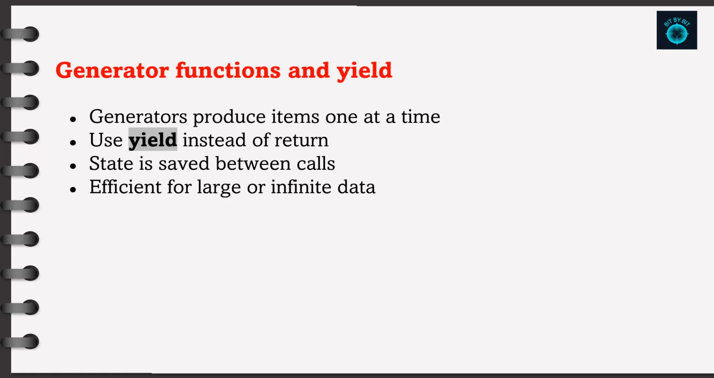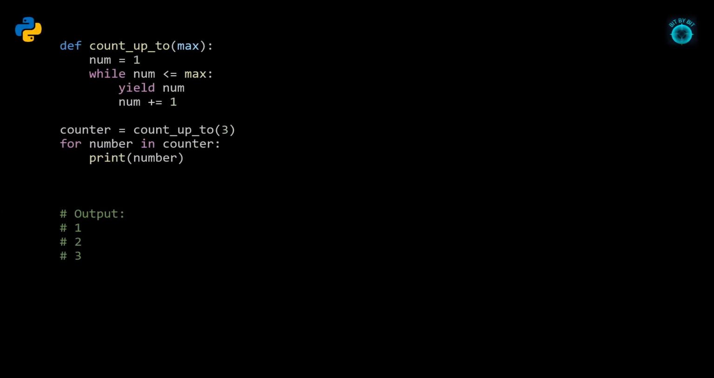Let's look at a simple example. We define a generator function named count_up_2, which accepts a maximum value. Inside the function, we use a while loop to yield numbers starting from 1 up to the maximum. Each time the function yields, it pauses and keeps its internal state.